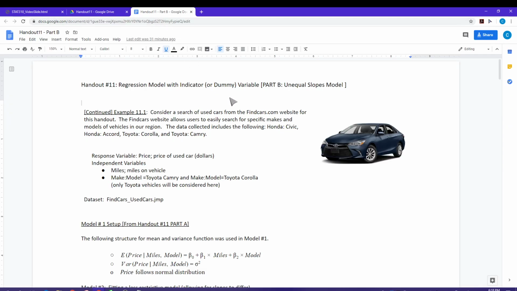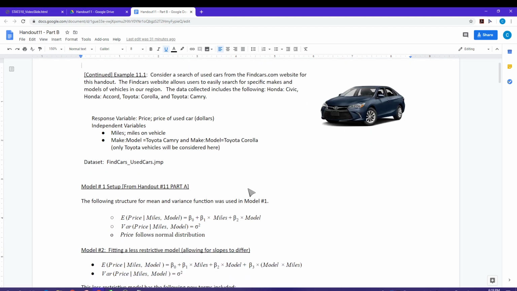So Part B is going to consider an unequal slopes model. In Part A, the model that we fit forced the slopes to be the same. Here we're going to allow a model in which the slopes can differ. So this is a continuation of the Find Cars dataset. We subsetted out the data to only include the Toyota vehicles. You can see Part A for that.